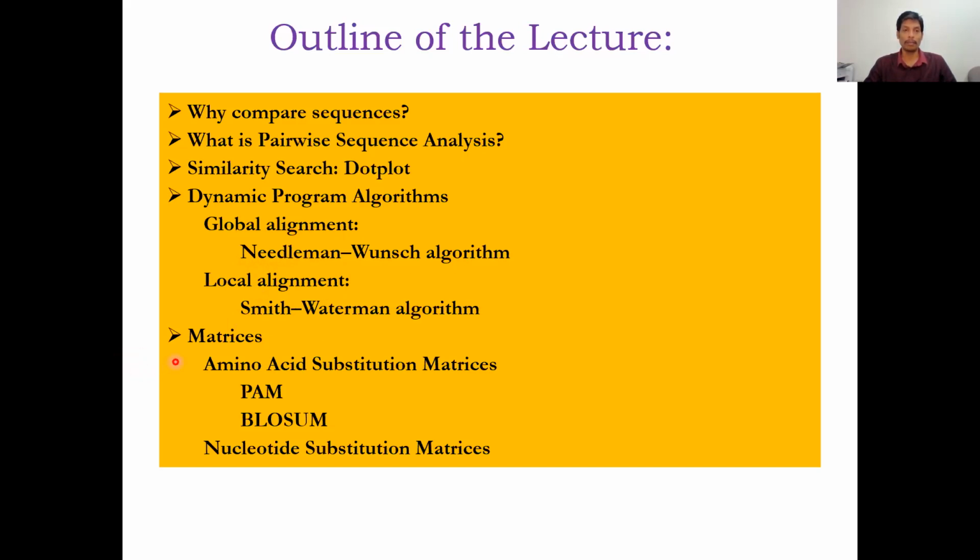And then some of the scoring matrices, we will see substitution matrices, amino acid and nucleotide matrices, for example PAM and BLOSUM for amino acids. So these are the things we will try to see in today's lecture.